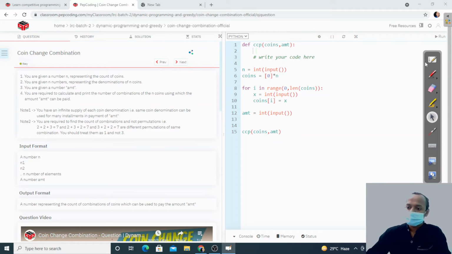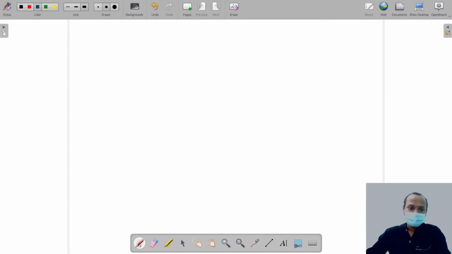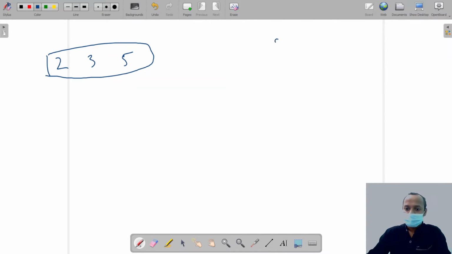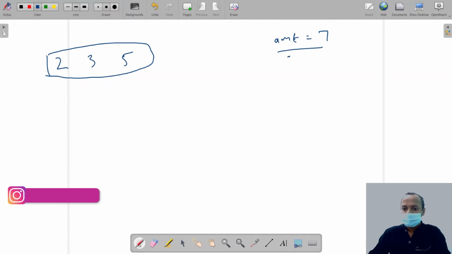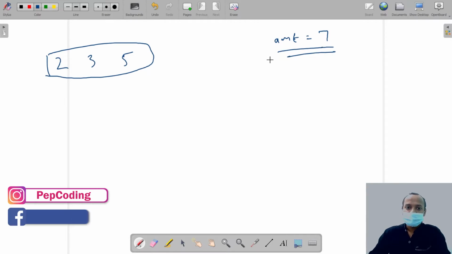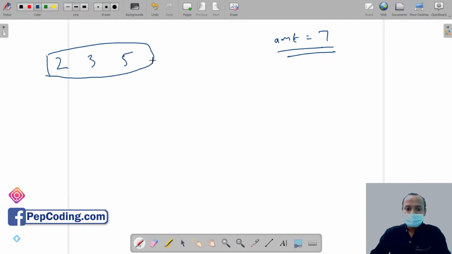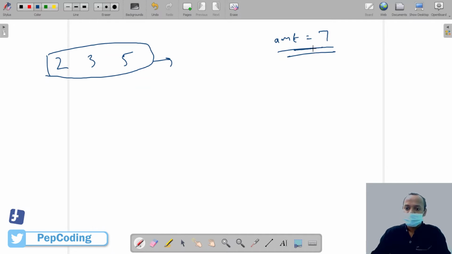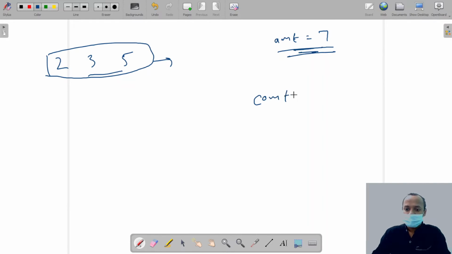So let's discuss the question. In this question we are given some coins. I'm writing here 2, 3, 5. These are the coins, given in an array. And we are given an amount, let's suppose 7. Now we have to tell in how many ways we can pay this amount by using these coins. We only have to tell the number of combinations.